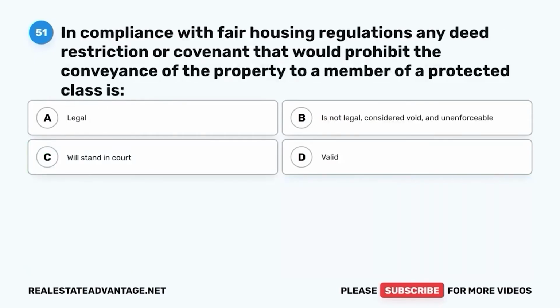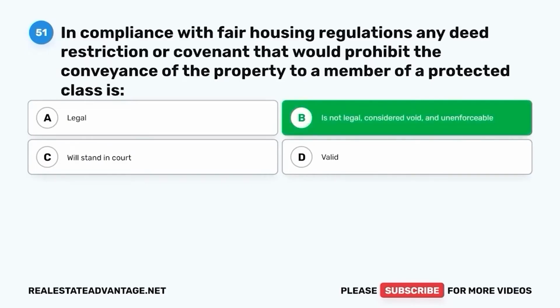Question 51. In compliance with fair housing regulations, any deed restriction or covenant that would prohibit the conveyance of the property to a member of a protected class is A. Legal, B. Is not legal, considered void, and unenforceable, C. Will stand in court, D. Valid. The correct answer is B, is not legal, considered void, and unenforceable.